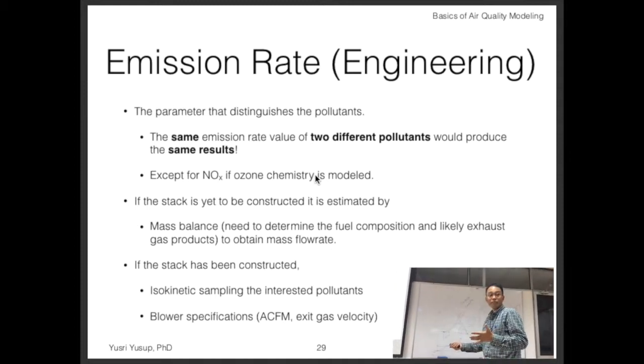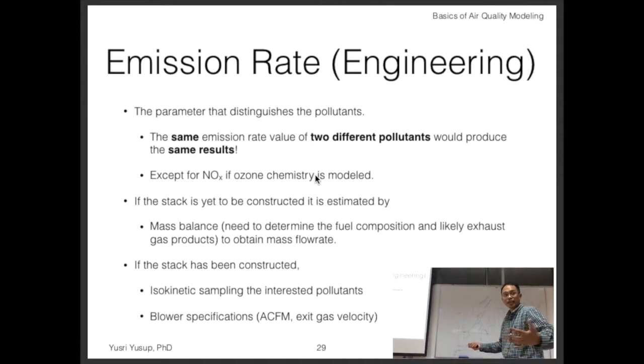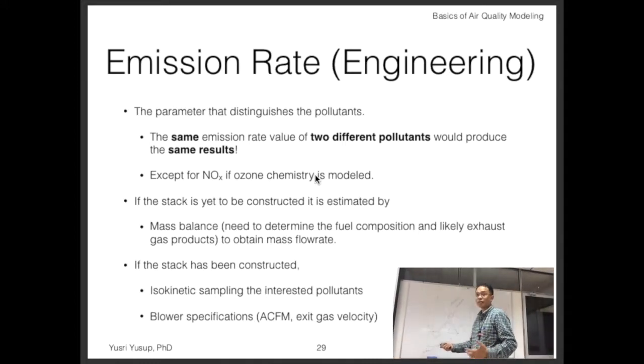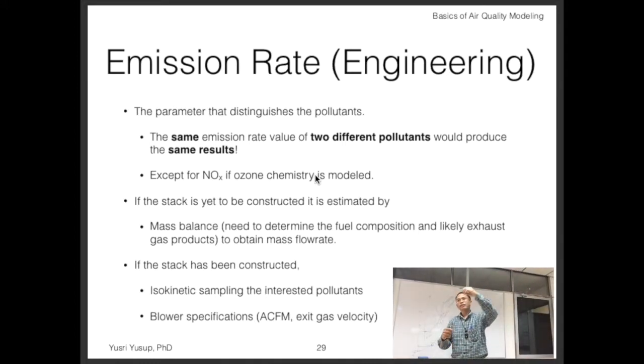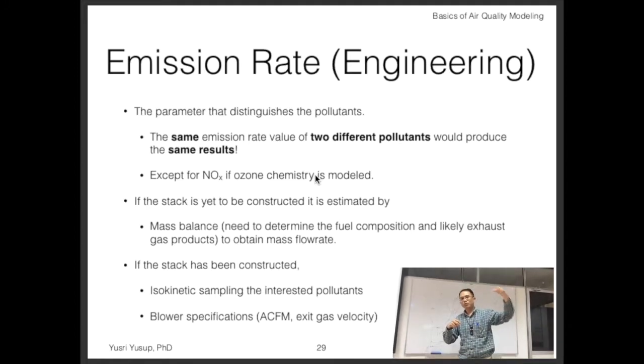Iso means same, kinetic is movement: same movement, sampling. You put a probe into the stack, and the problem with a probe in the stack is that it will impede the flow. It will obstruct the flow because there's something there. So you need to be able to sample without impeding the flow. That's why they have to set it in such a way that anything that goes inside the probe for you to sample would have the same velocity as outside. Hence the name isokinetic.